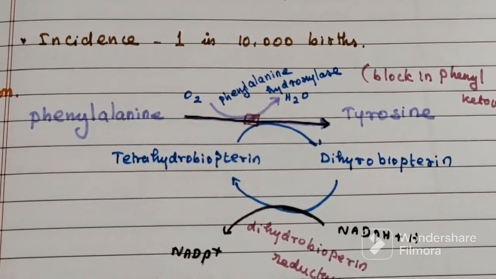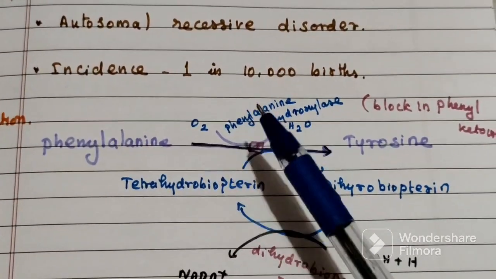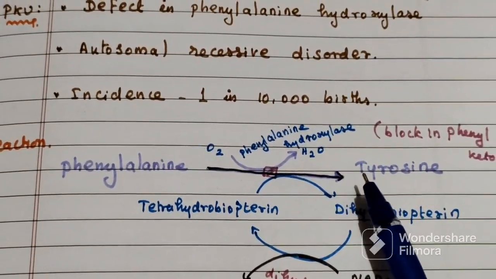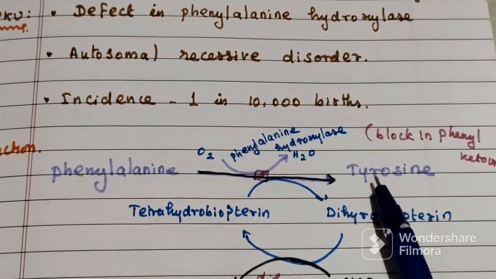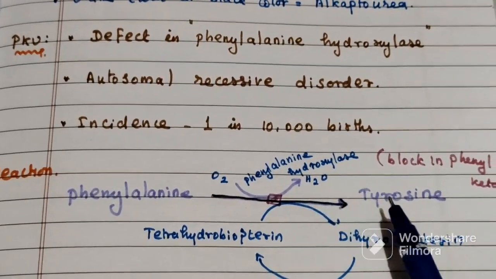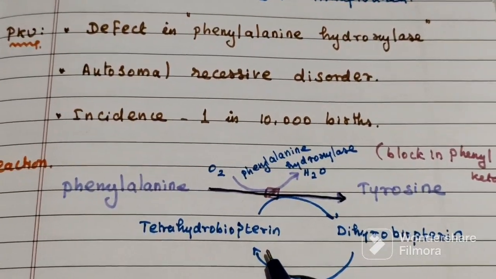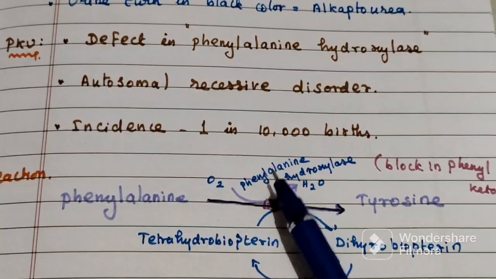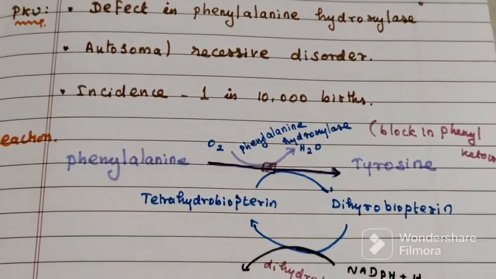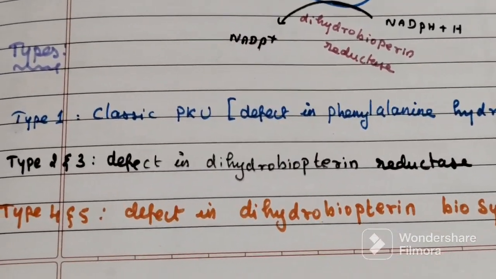The reaction catalyzed by phenylalanine hydroxylase is important. In this reaction, phenylalanine is converted into para-hydroxyphenylalanine, that is tyrosine. One molecule of oxygen is incorporated at its para position. This reaction is tetrahydrobiopterin dependent. Due to the lack of phenylalanine hydroxylase, the condition is known as phenylketonuria.